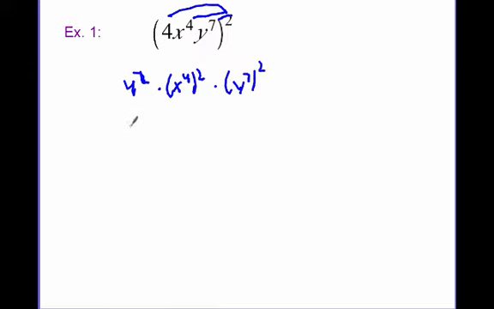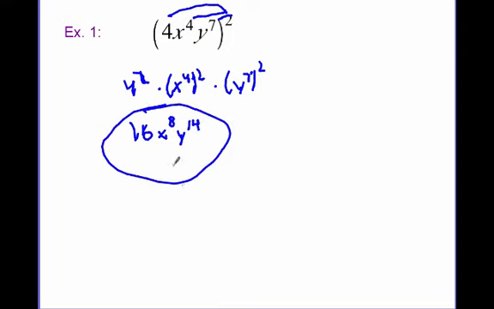4 squared is 16. X to the 4th squared, well, power to a power: 4 times 2 is 8, so that's x to the 8th. Once again, power to a power: 7 times 2 is 14. So y to the 14th power, and my answer is 16 x to the 8th y to the 14th.